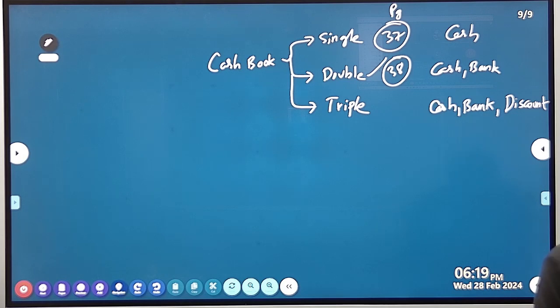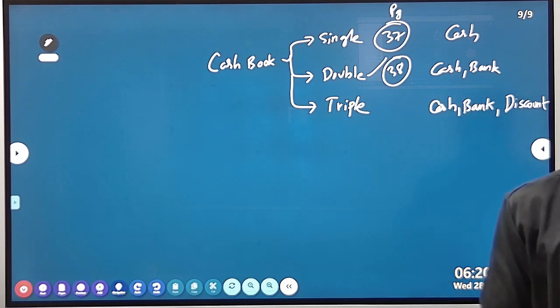All receipts come in the debit side. All payments come in the credit side of the cash account. Discount allowed in the debit side, discount received on the credit side. This is called triple column cash book. Understanding the difference, na?